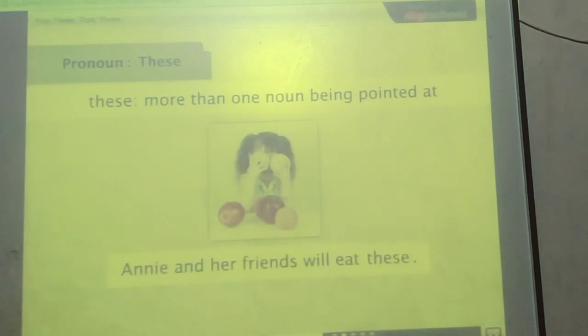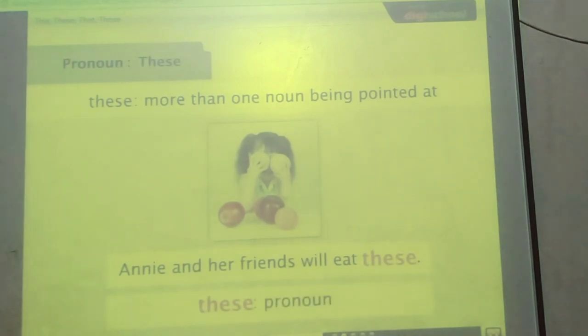Look at the picture again and read this sentence. Annie and her friends will eat these. Here, the pronoun these is used in place of the noun apples to point to many apples that Annie has near her. Here, even though the word apples is not part of the sentence, you know that the pronoun these refers to apples because of the picture and because of the action word eat. So you saw that this and these are pronouns that are used when the noun is nearby.